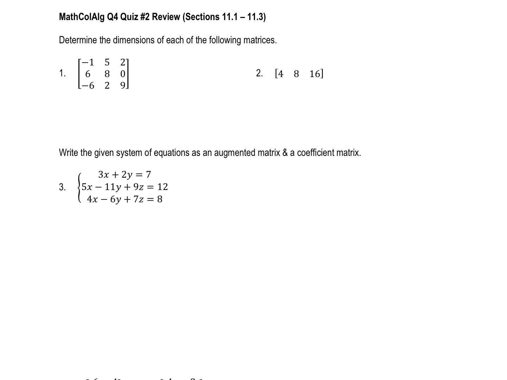So for numbers 1 and 2, we're going to start by determining the dimensions of each of the matrices. For number 1, you have 1, 2, 3 rows by 1, 2, 3 columns. So your dimensions of that matrix are just a 3 by 3. If we look at number 2, you have 1 row by 1, 2, 3 columns. So that's a 1 by 3 matrix.